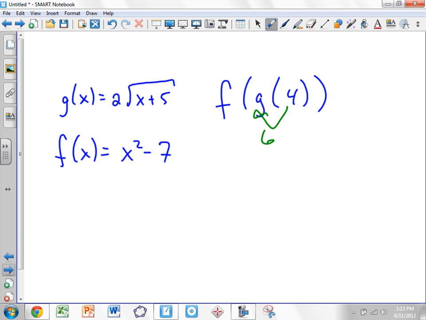You take that answer. What do you do with it? I'm recording this, Mia, so if you miss anything, you could always watch the recording. When you take the 6, what do you do with it next? Into which one? Good. You go to the next one, so you go over to f. You plug the 6 in. 6 squared is 36. 36 minus 7 is going to give you 29. That's your answer. So you work your way out, inner to outer.